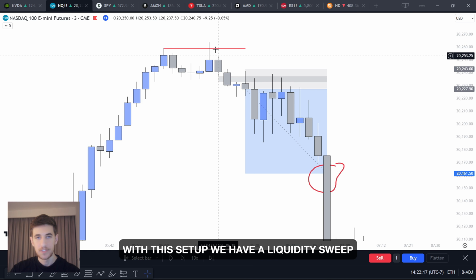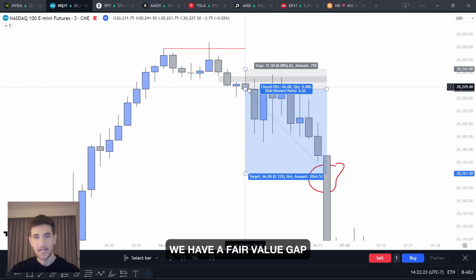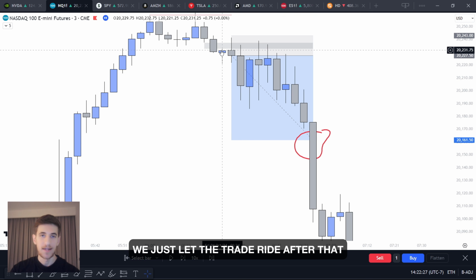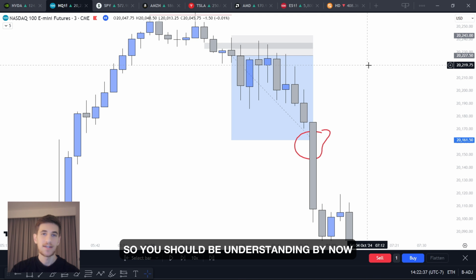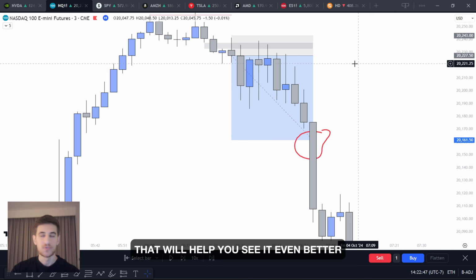We have a liquidity sweep, which is a reversal from a high or low. We have a fair value gap, and we have our clear targets and stop loss. We just let the trade ride after that. So you should be understanding by now, but let's take a look at one more example that'll help you see it even better.